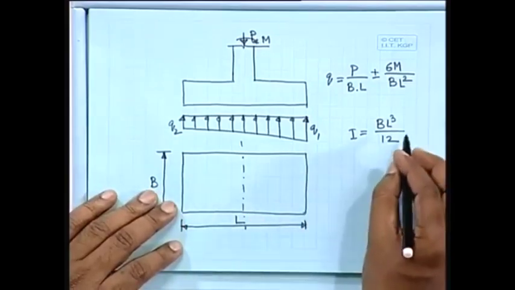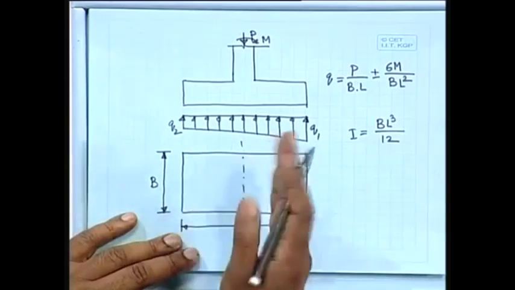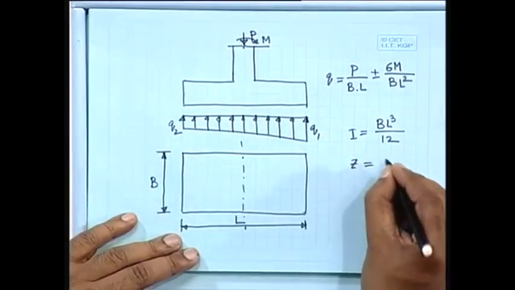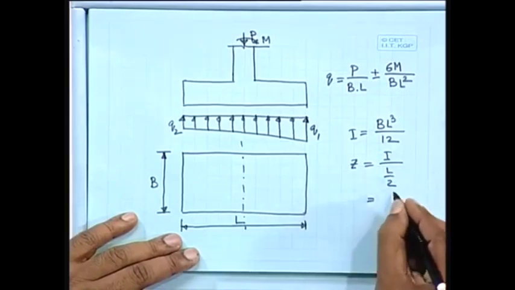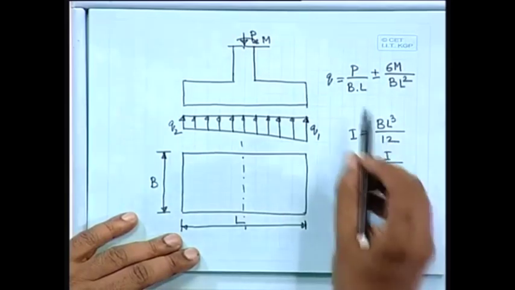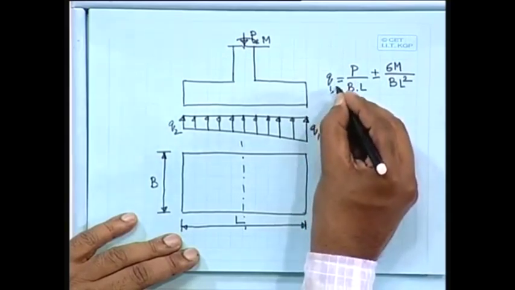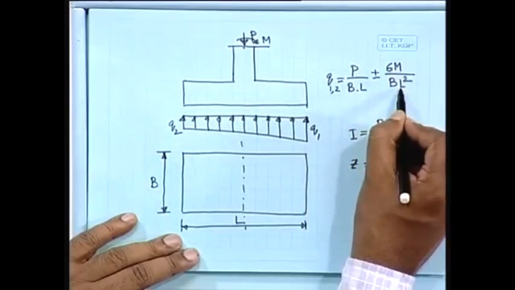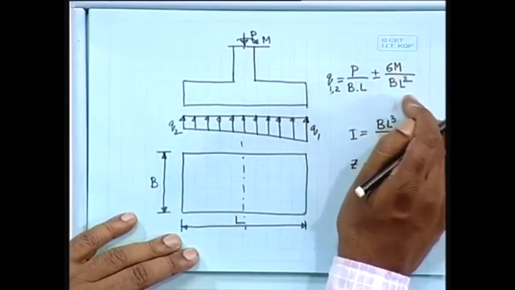So M Y by I, we are talking here B, L by 2 and here another L by 2, because we are with respect to this. In other way I can say that Z equal to I by L by 2, which comes as B L square by 6. So I can get Q. So this side, that is Q1, let us write down Q1 or 2. Q1 will be P by BL plus 6M by BL square, and this side Q2 P by BL minus 6M by BL square.